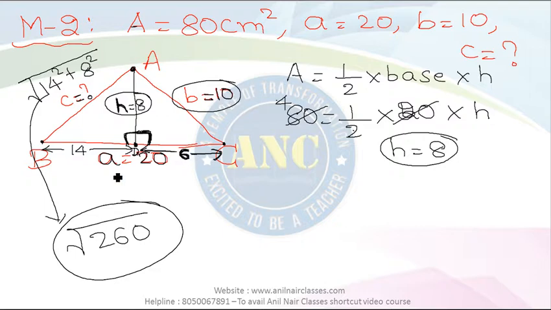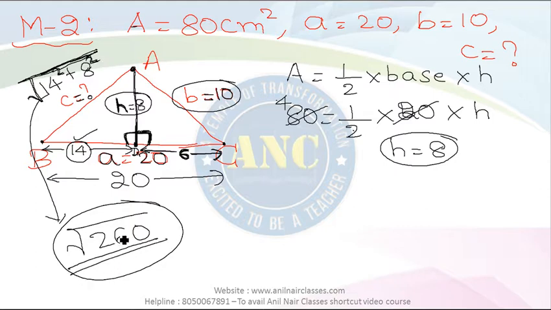If this is 6, total is 20. Out of total 20, if this is 6, the remaining should be 14. Now 14 is known, 8 is known to you. The other side, the hypotenuse, is what you are finding. It is 14 square plus 8 square under the square root. 196 plus 64 is 260 under the square root. How easily you are getting the answer?